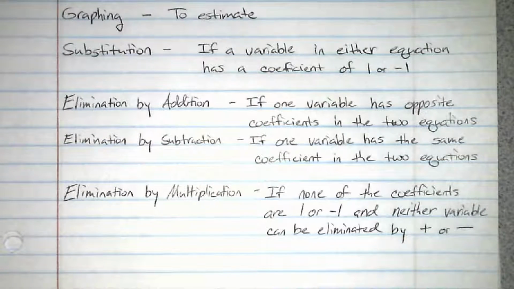And the last method that we reviewed was elimination by multiplication. Now, if none of the coefficients are 1 or -1, for example, if we don't have it in y equals format or x equals format, so we can't do substitution, and neither variable can be eliminated just by adding or subtracting as is, that's when we are going to multiply. The purpose of multiplication is to make it so that the coefficients are either opposite or the same, so we can do elimination by addition or subtraction.